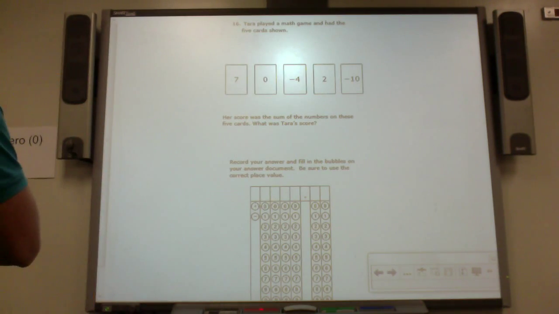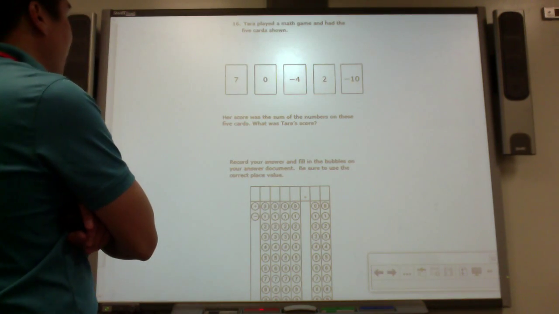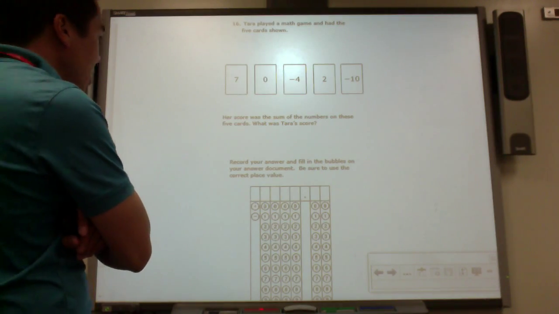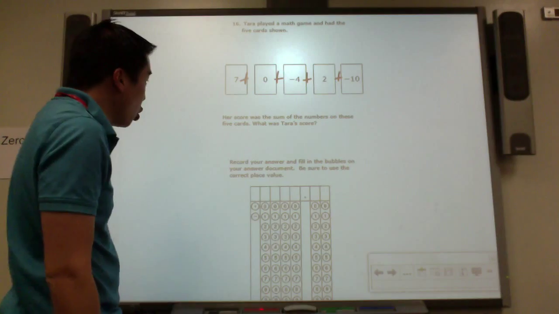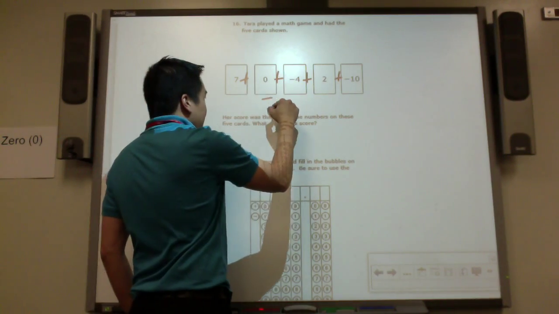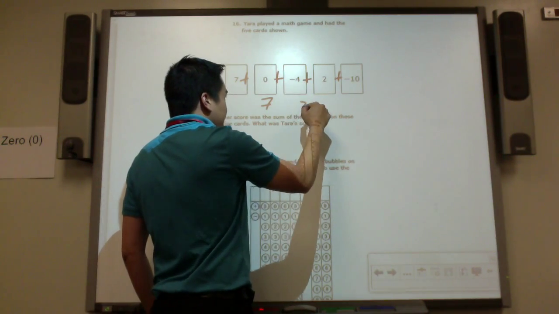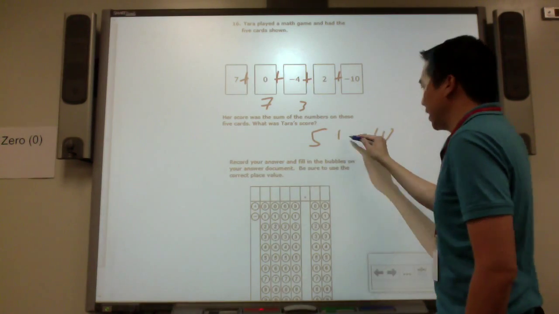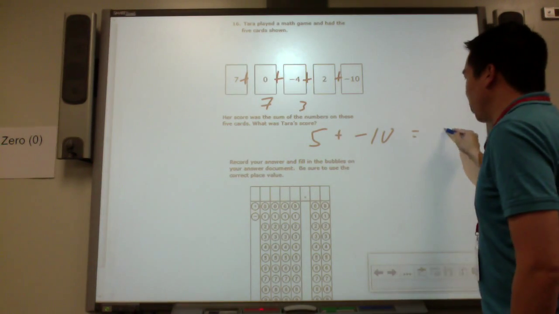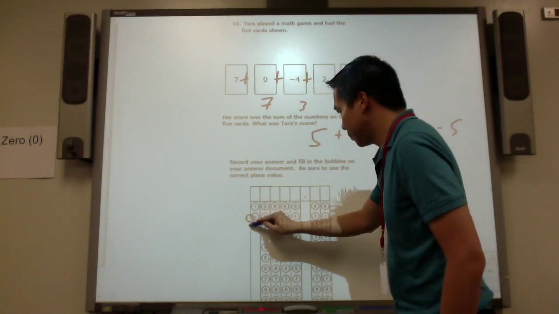Number 16. Tara played a math game, had the 5 cards shown. Her score was a sum. Sum means add. What was her final score? 7 plus 0 is 7. 7 take away 4 is 3. 3 plus 2 is 5. 5 with 10 negatives. Our score will be -5.